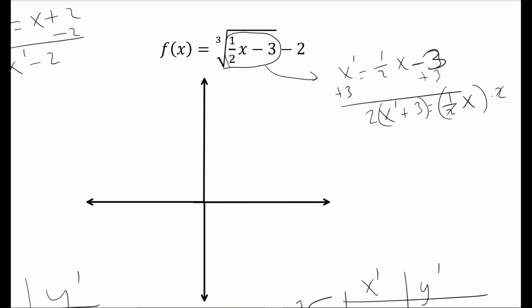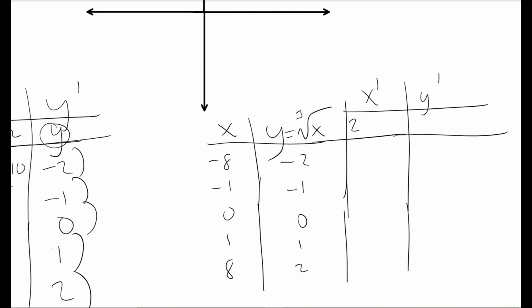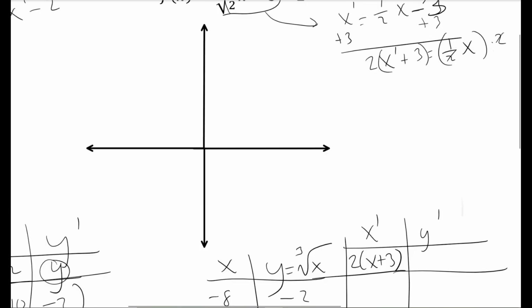All right, so then if you look at it, it looks like we're multiplying x by 2, and then we're shifting it to the right 3. So that's basically what it looks like we're doing here. We're doing this transformation here. All right, so I'm just going to go ahead and write that out here. So we got 2 times x plus 3. That's what we're really doing here.